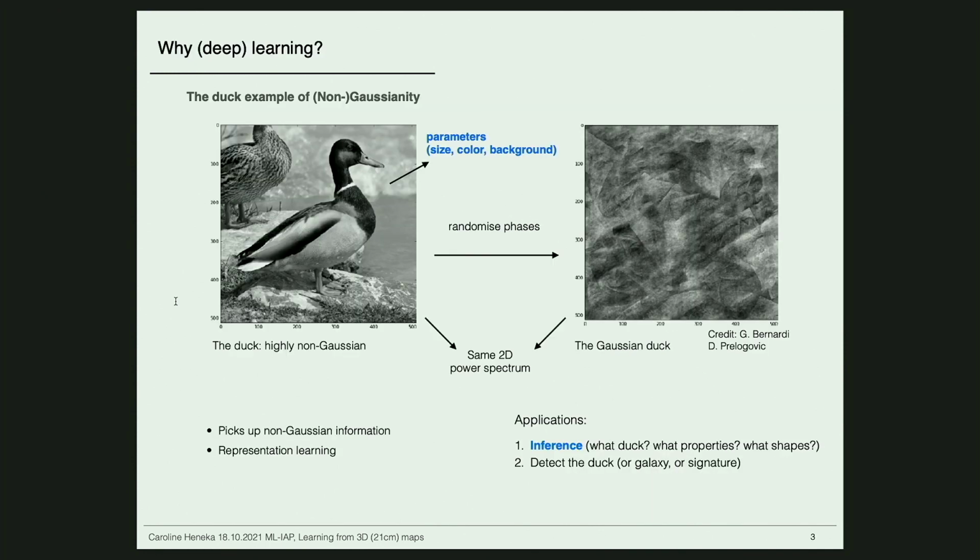The signal is highly non-Gaussian, actually. If we look at this non-Gaussian duck here on the left, and we randomize the phases, as we mentioned earlier, then we get something like a Gaussianized duck. They have the same 2D power spectrum, but we can't really see the duck anymore. So for inference, for a non-Gaussian signal, we want to pick up also the non-Gaussian information naturally. And for detection tasks, which we also have a lot in astronomy, we also want some representation learning so that we can detect certain types of objects.